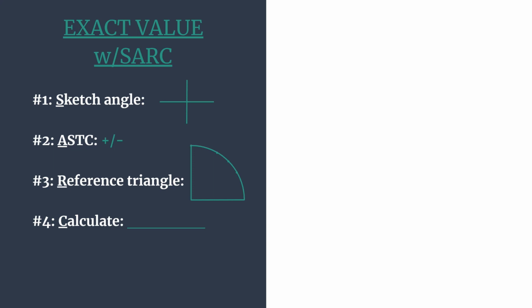S stands for sketch the angle, so we'll sketch the terminal side of the angle. A helps you think A.S.T.C, which is an acronym so that you can decide which trig functions are positive in each quadrant, and then you'll know if your answer should be positive or negative. R is for reference angle, and then the corresponding special right triangle and coordinates. And then once you have the coordinates, you can calculate. That's your final step. So we'll do this to find the secant of 420 degrees.